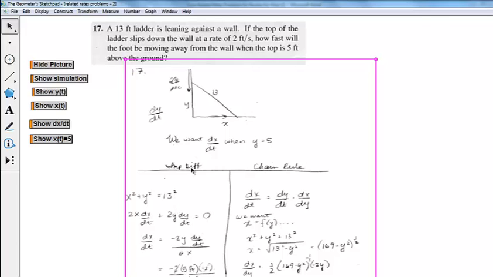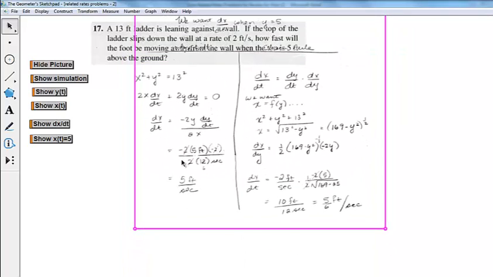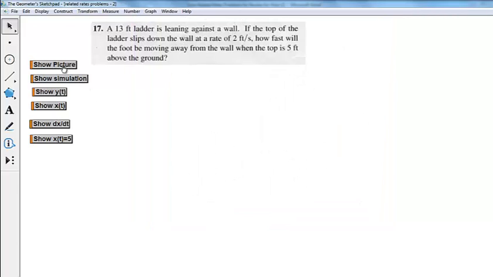So then I solve for dx/dt, because we want to solve for the rate at which the foot is moving away. So we want dx/dt when y is 5. So dx/dt, just doing algebra, is negative 2y over 2x times dy/dt. And when you put in all of your numbers and variables, you get 5 feet over 6 seconds, or 5/6 feet per second. Okay, so that's the calculus.